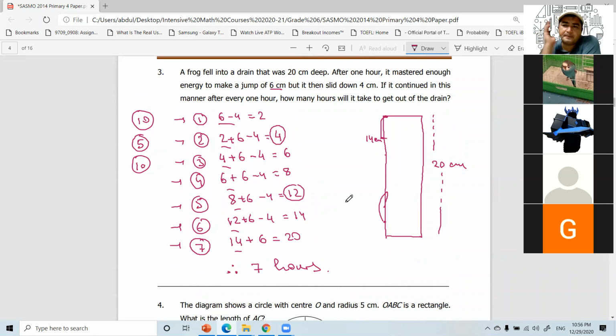Yes, ask again. How did you know when to minus and when to plus? Because you did it like seven times, minus, plus, minus. When did you know you should minus and plus it?